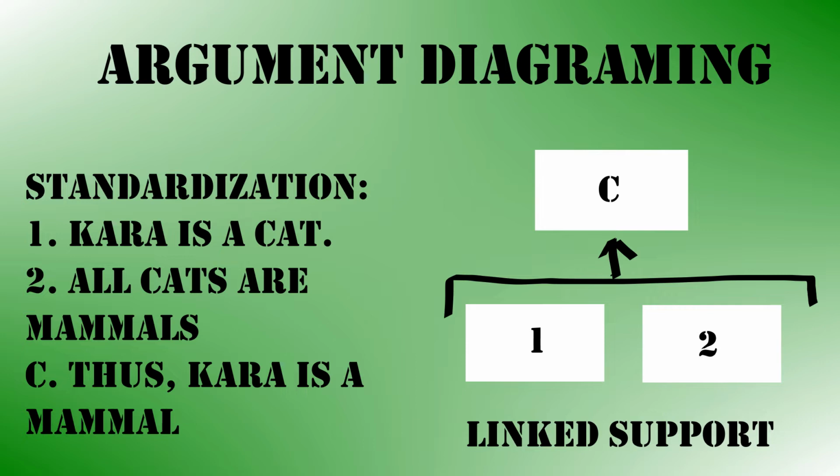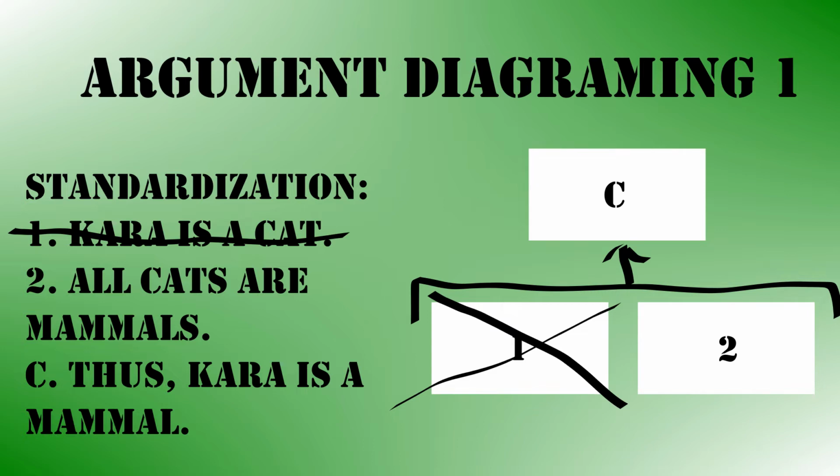The way you show that in your diagram is by bracketing the two premises, and then drawing one single arrow up from what you bracketed up to the conclusion. What that means is that both premises have to be true for the argument to possibly work, if it otherwise would be a successful argument.